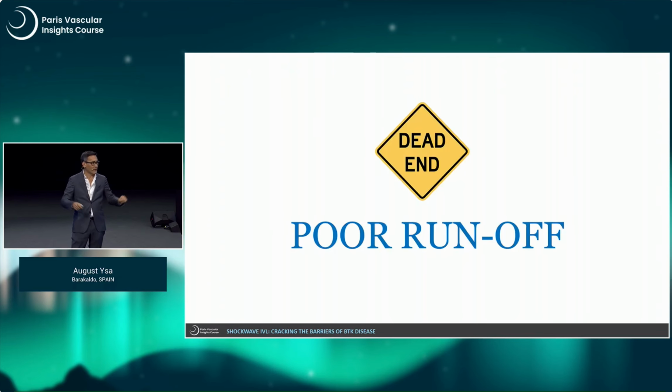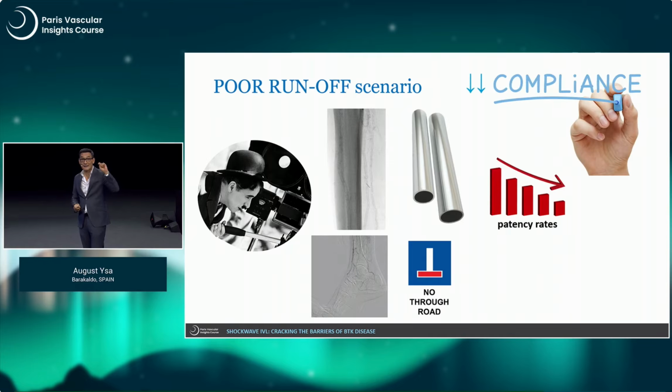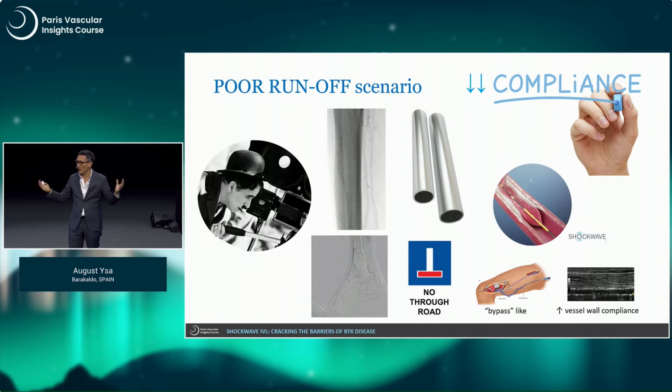And this is the typical condition in BTK treatment, poor runoff. So we deal with heavily calcified vessels with really crappy runoff. And this basically decreases the compliance and also decreases the patency rates. Whilst if you change the compliance of the vessel, you have a sort of bypass-like effect. For those who are vascular surgeons, you know all of these distal bypasses that remain patent regardless of having really poor runoff. And for me, this is somehow the same strategy.